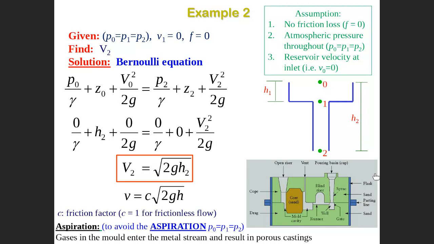Casting with bubbles and gases means porous casting, meaning defected casting. Defected cast means scrap. We're losing the cast. So how to solve the problem?